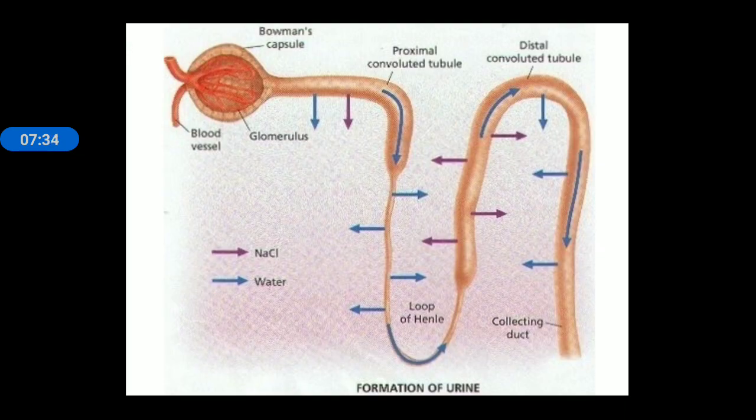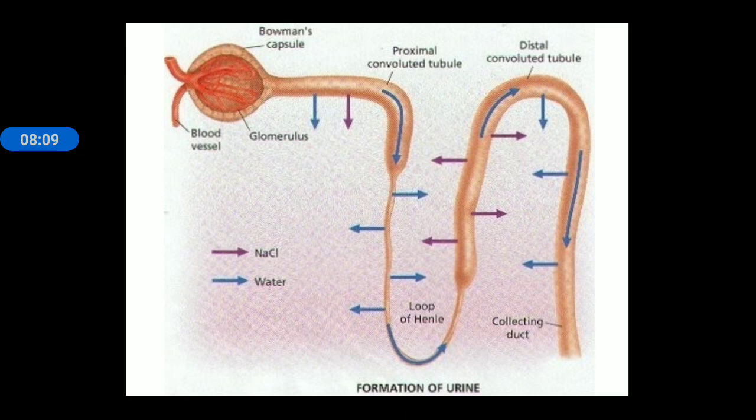Yes, this is again the simplified view by which urine formation takes place. You can see Bowman capsule. You can see a labeling, blood vessel. Then you can see glomerulus, Bowman capsule, and the violet color arrow represents NaCl and the blue one represents water. You can see in glomerulus, NaCl and water are filtered. In glomerulus filtration takes place.